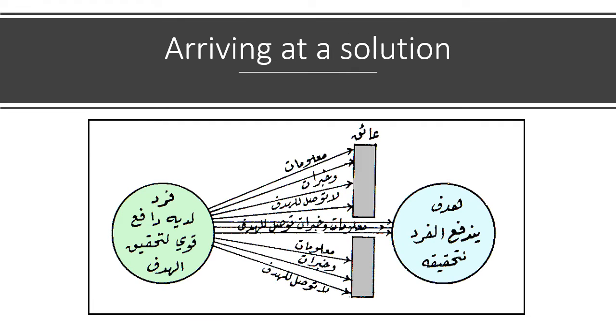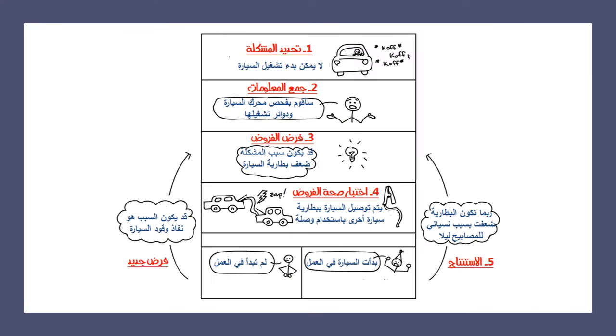The last step is arriving at a solution. You overcome the obstacles in the situation and you evaluate the results in light of your desired goals. And the presented example shows you how to use the steps of problem solving to solve a car problem.